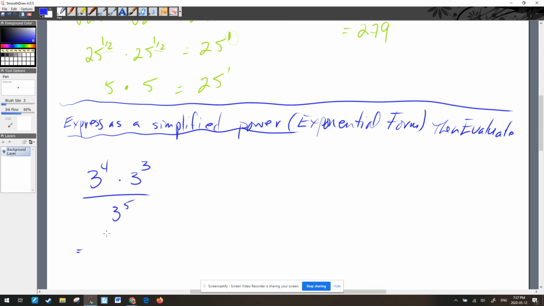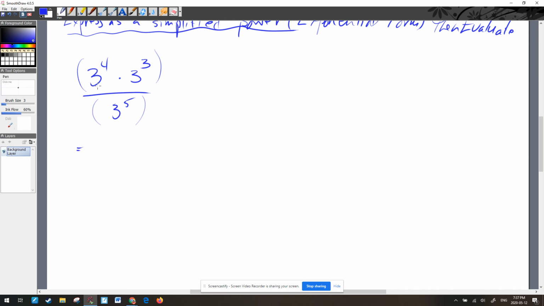Well, what we're going to need to do is fully simplify the numerator. And if there was more stuff going on, we need to fully simplify the denominator before we do any division. So here we go. We're going to multiply powers with the same base. Here's my same base. We need to add the exponents. So this would be 3 to the 7th, and I'm going to leave the denominator alone for now. So that's 3 to the 7th divided by 3 to the 5th.